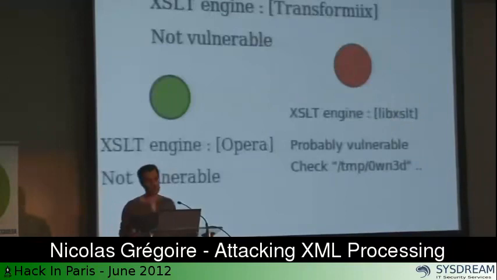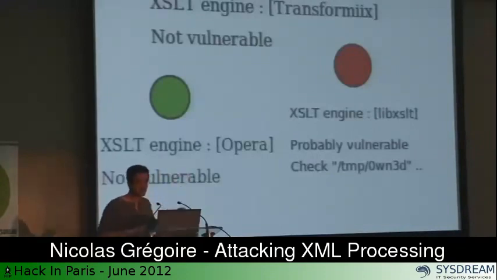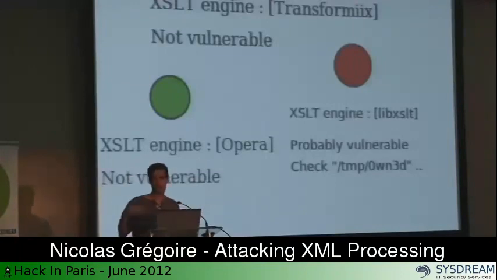So if we display this document in several browsers, we get some green circles in Transformiix, which is the XSLT parser of Firefox, and in Opera too. But if you are using Chromium or an iPad or an iPhone or Safari Mobile, you will get a red circle. It's patched now, I think. You will get a red circle and you will have a file created on your local drive.